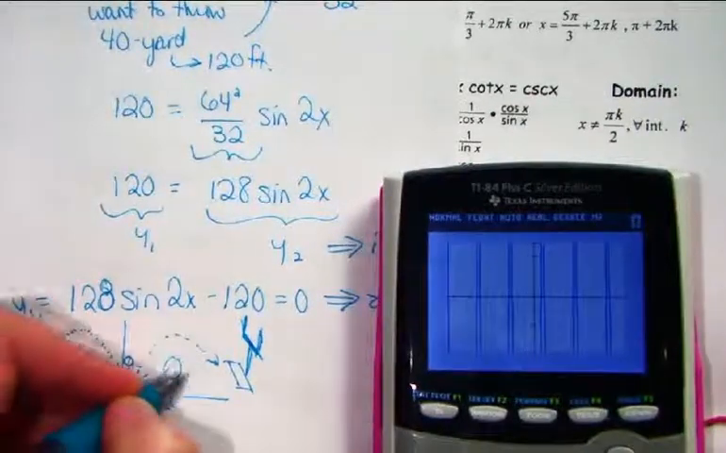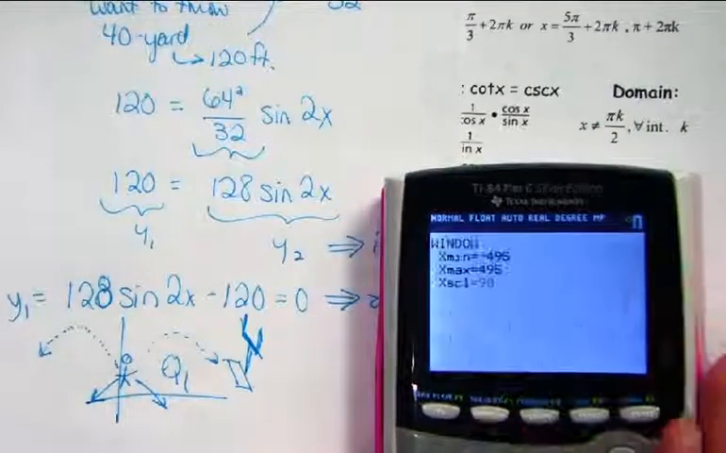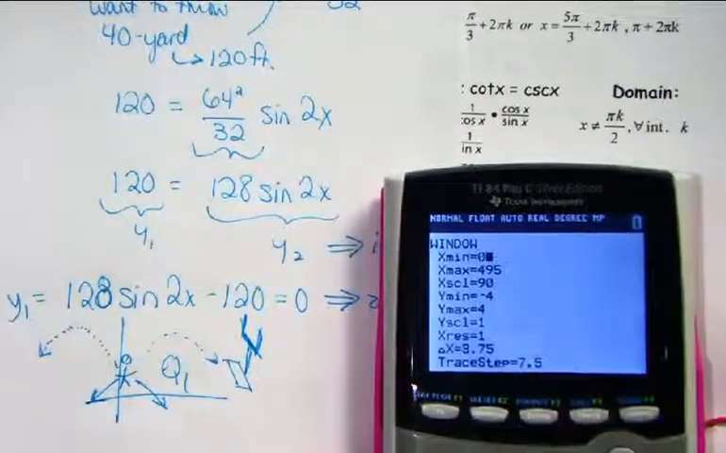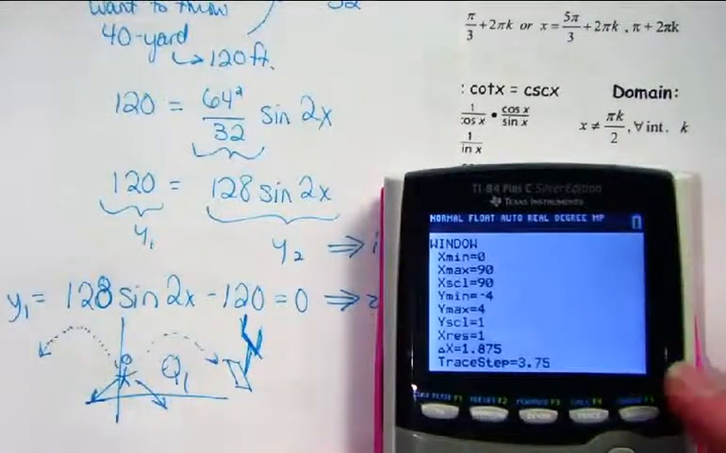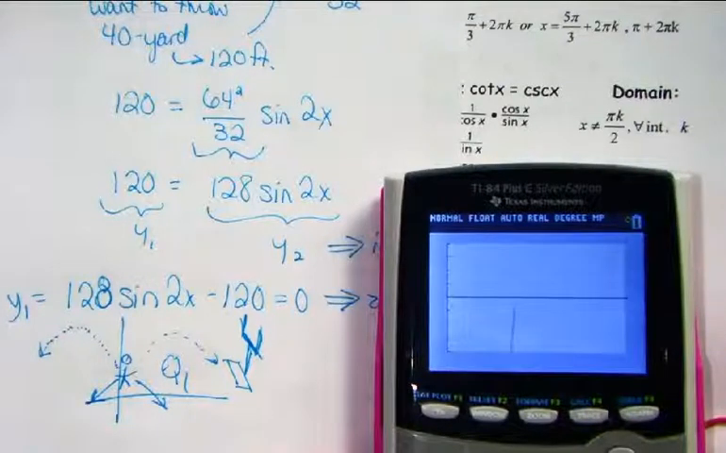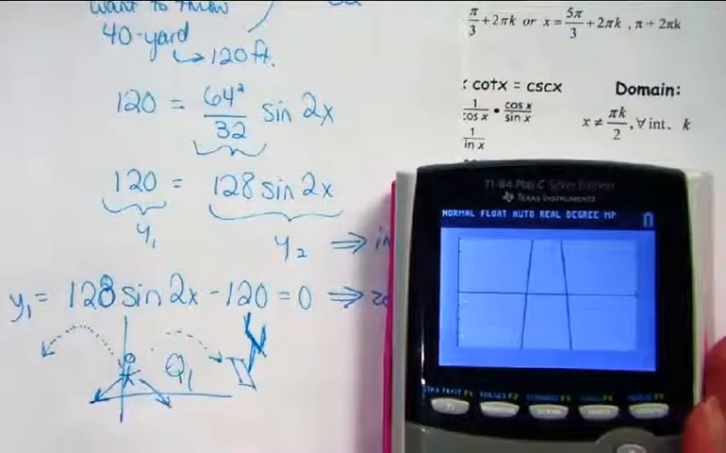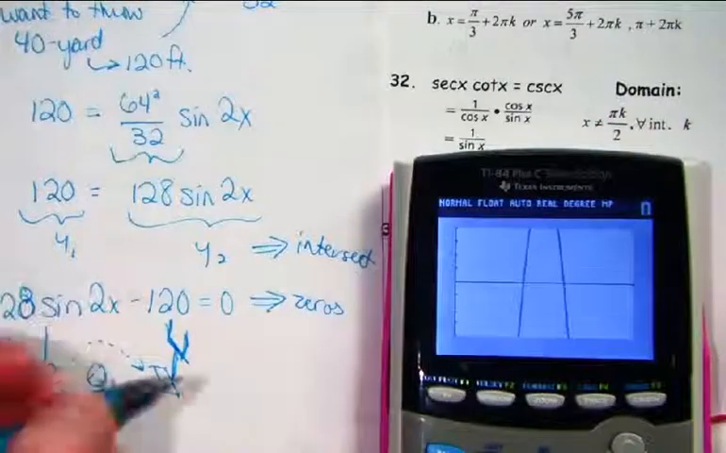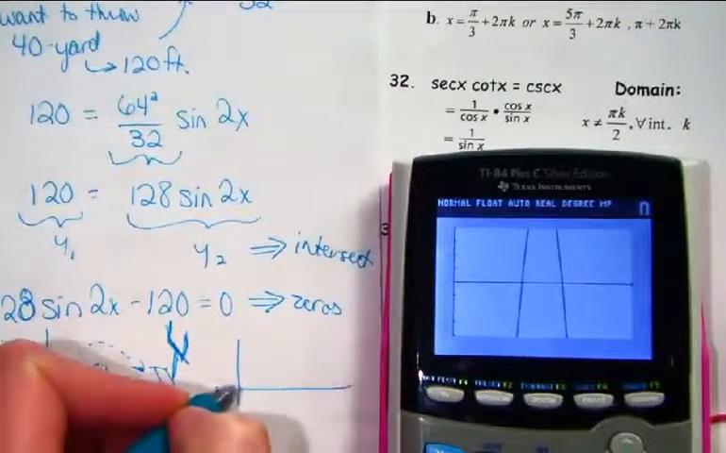So we only want quadrant 1. We want to limit ourselves from 0 to 90. So I'm going to go set my window settings from 0 to 90. Ladies and gentlemen, stay with me, please. When I limit myself from 0 to 90, I need to do a nice little graph sketch.